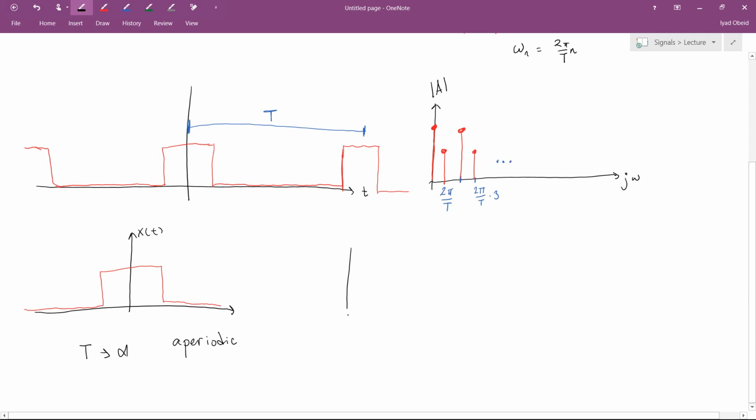So what happens in the frequency domain? Well, unsurprisingly enough, what you can imagine happens is that as t goes to infinity, 2 pi over t, the spacing between these harmonics, goes to 0. And so instead of having a bunch of discrete sticks, those discrete sticks are now placed so closely together that they effectively form a continuous function with respect to frequency.